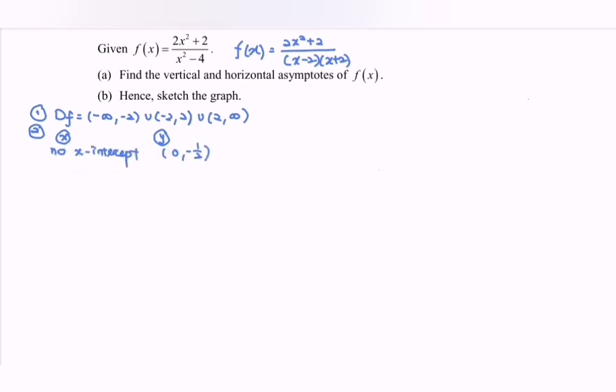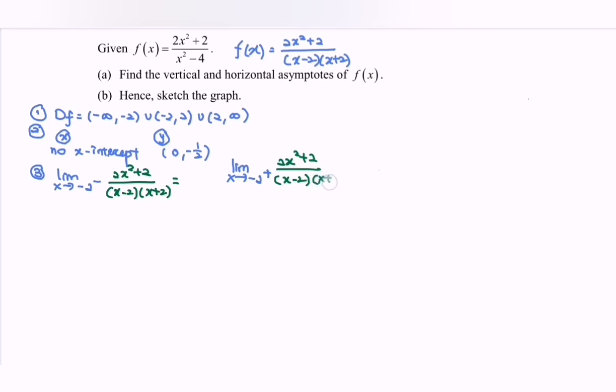Next, we are going to find the vertical asymptote. We take the limit as x approaches negative 2 from the left and the limit as x approaches negative 2 from the right, substituting the function (2x² + 2)/((x − 2)(x + 2)). Around the value negative 2, on the left we have negative 2.0001, and on the right we have negative 1.9999.